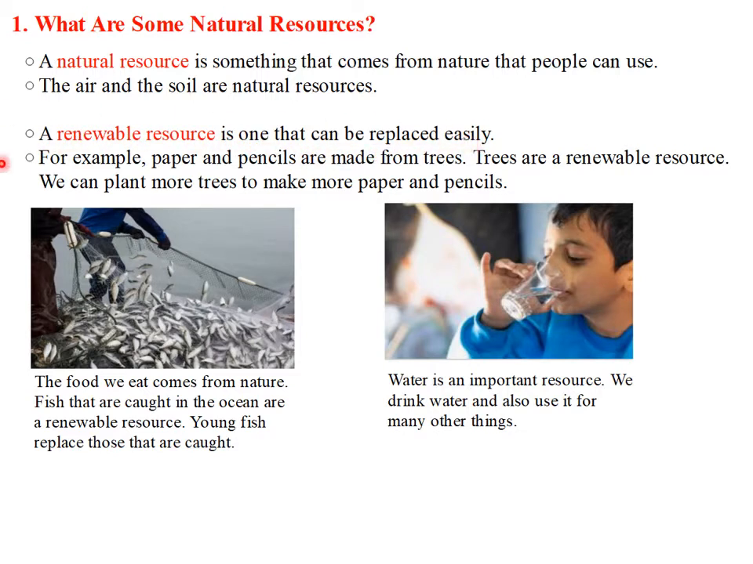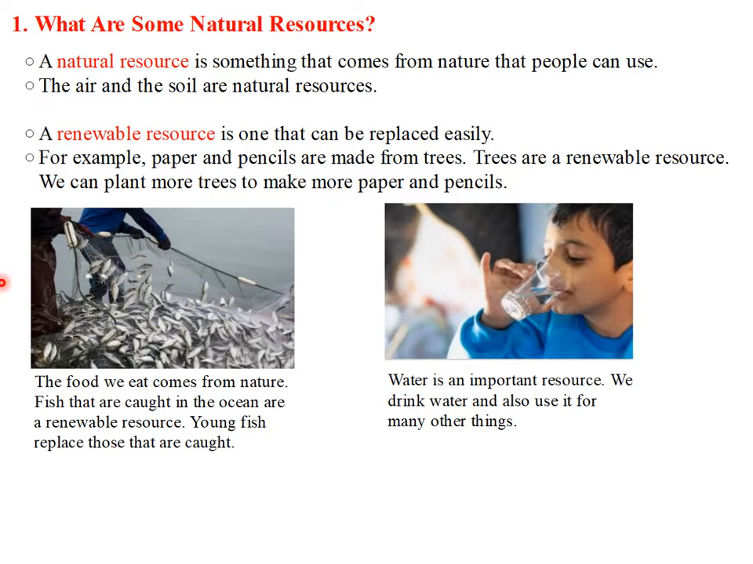For example, paper and pencils are made from trees, and trees are a renewable resource, so we can plant more trees to make more paper and pencils. That's why it is considered a renewable resource.